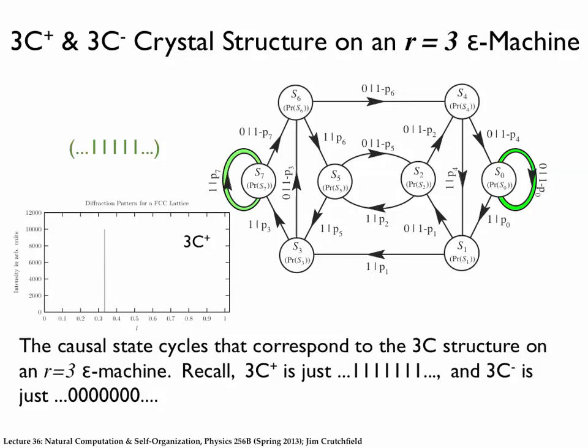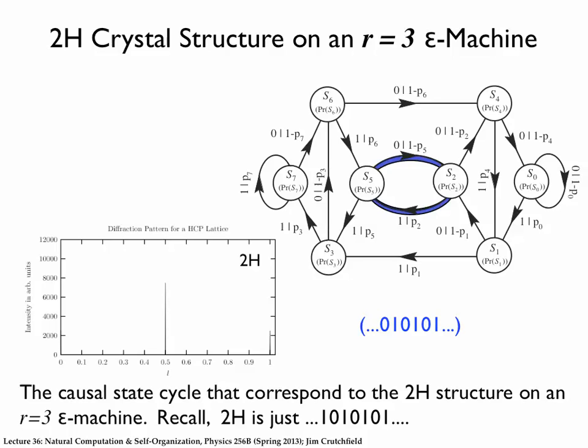This thing gives me the picture of the next slide, and it freaks me out sometimes. So sorry, I look back and I look at it. So let's look at the hexagonal closed path. Again, here's the diffraction spectrum, so we know what that looks like. The hexagonal closed path is just the period 2, 1, 0, 1, 0, 1, 0, in the Hägg notation. On an epsilon machine, it lives here. It lives between S2 and S5. It just goes back and forth. So this is period 2.